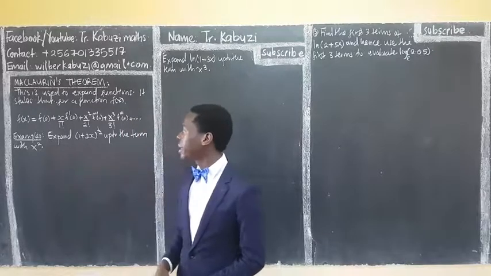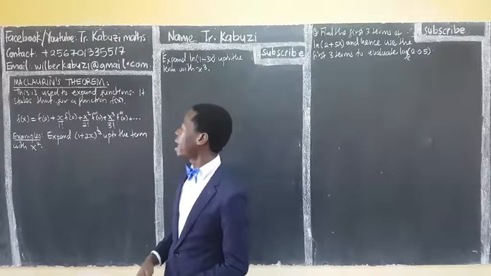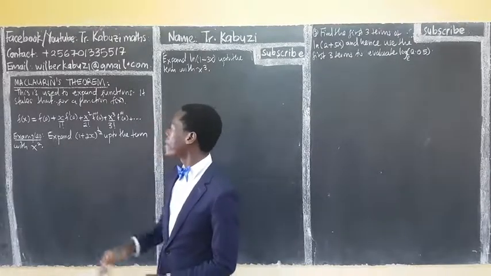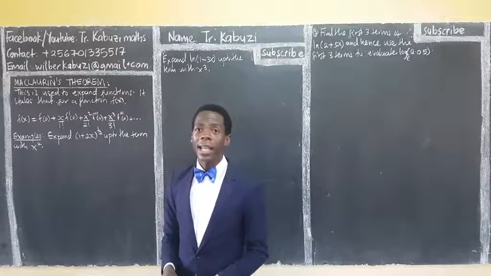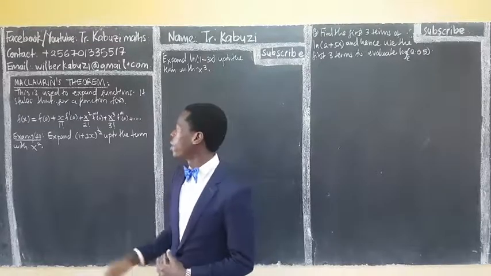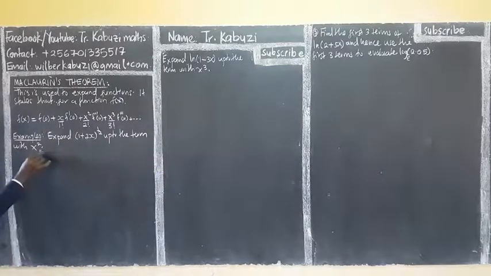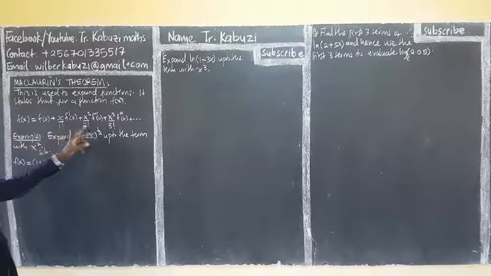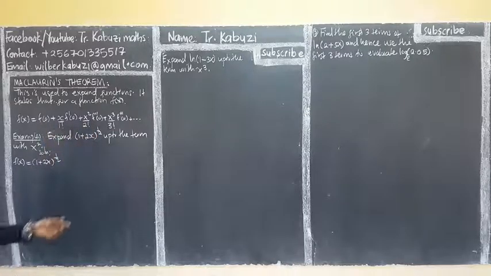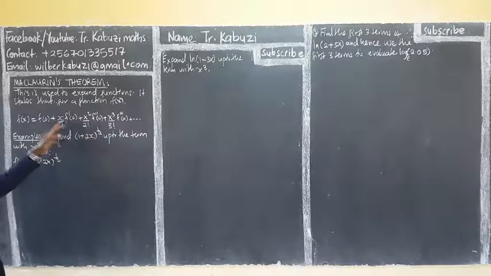Let us try it out using these examples here. The first one is expand (1 plus 2x) power a half up to the term with x squared. What we do, we first let our f of x be this function: (1 plus 2x) power a half. I'm up to the term of x squared, so I want the first three terms. So now, I need the first derivative and the second derivative.